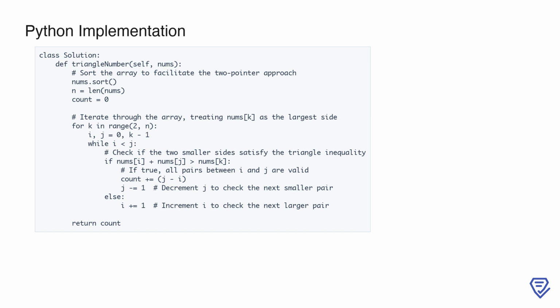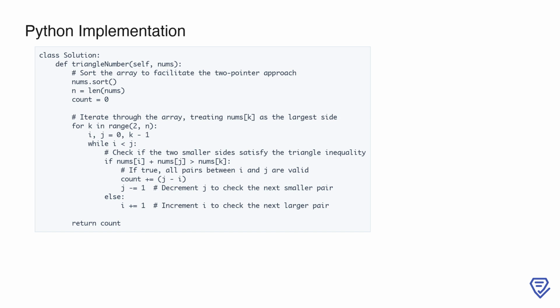2. Outer loop. Choosing the largest side. The loop iterates through the array, starting from the third element, index 2. This is because a triangle requires 3 sides, and nums[k] is treated as the largest side. 3. Two-pointer technique. For every k, initialize 2 pointers, i, starting at the smallest side, and j, just before k. Use the two-pointer approach to efficiently count pairs nums[i], nums[j] that satisfy the triangle condition.